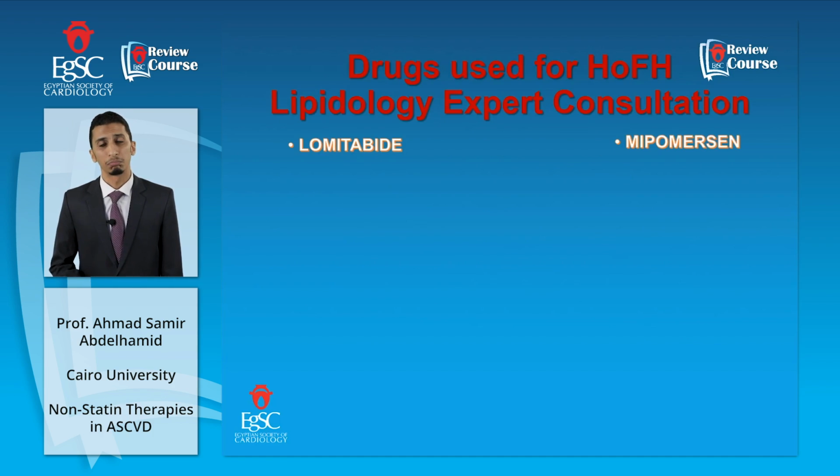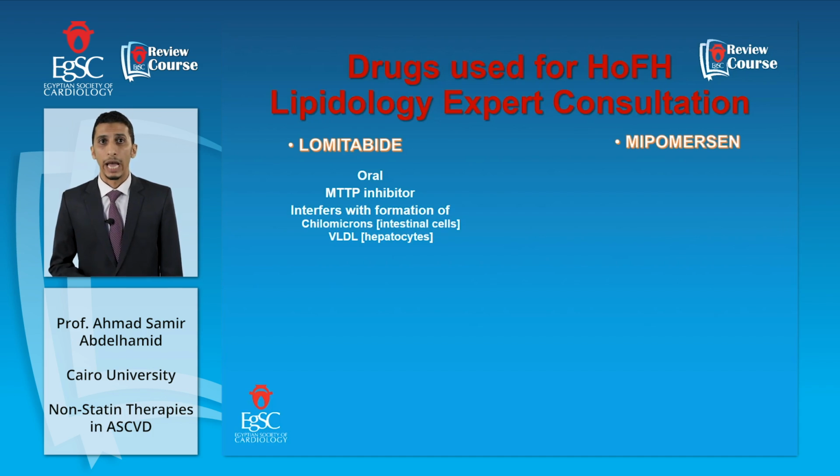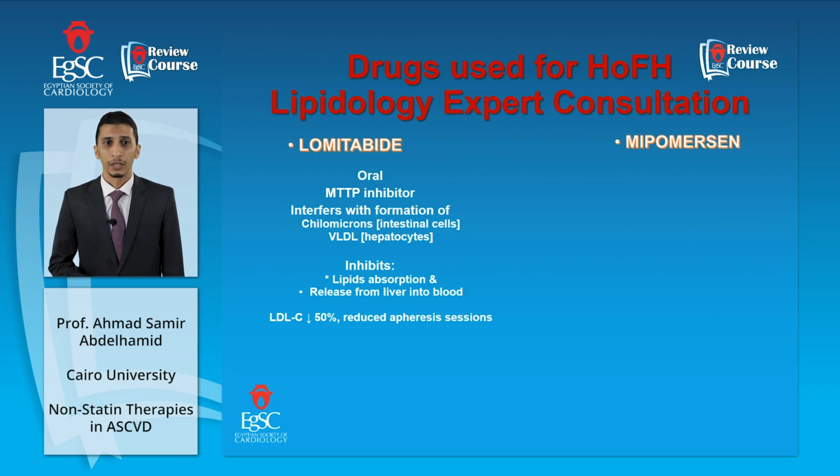The other drugs that are essentially used for homozygous familial hypercholesterolemia, and thus used with expert consultation from lipidologists, are lomitapide and mipomersen. Lomitapide is taken orally. It acts to inhibit the microsomal triglyceride transfer protein, which is required in the hepatocytes to form chylomicrons for the absorption of lipids, and in the hepatocytes to form the VLDL, the grandmother for LDL cholesterol particles. And thus it inhibits lipid absorption and lipid release from the liver into the blood.